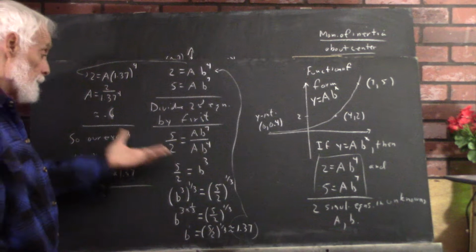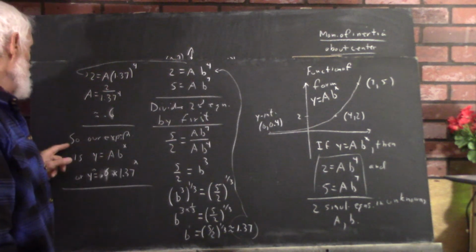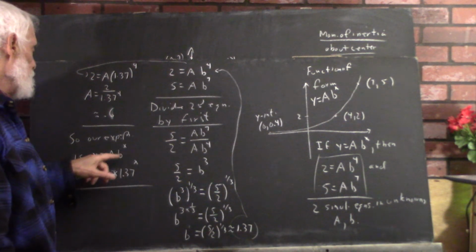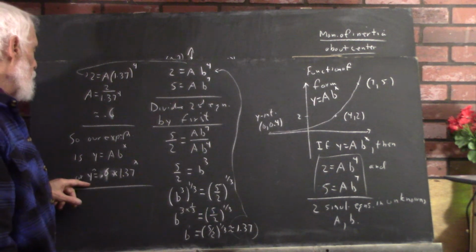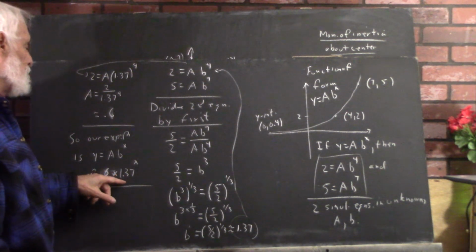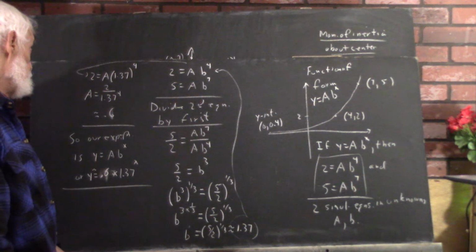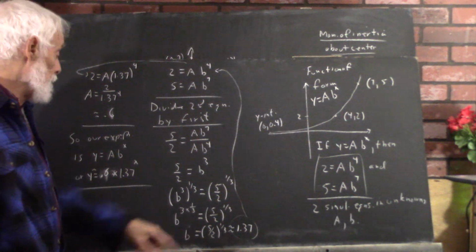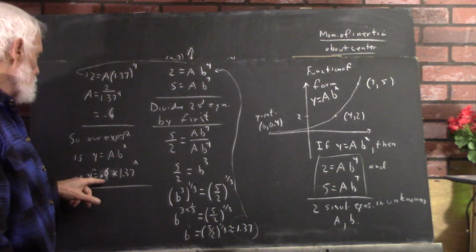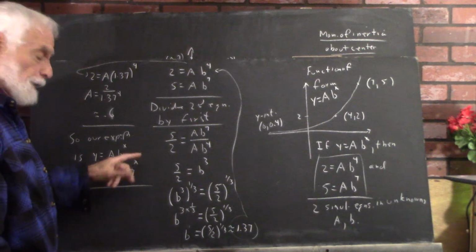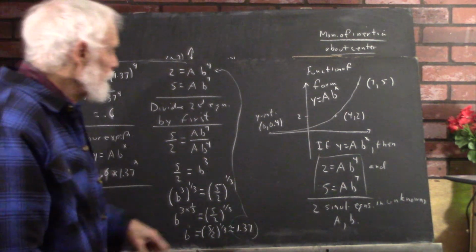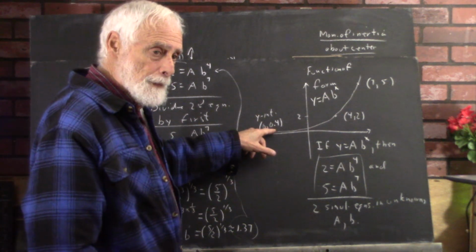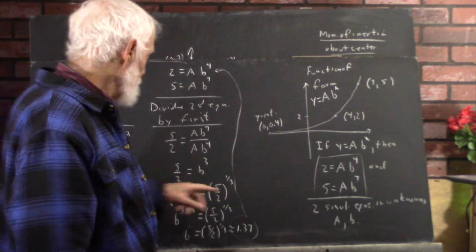And use your calculator to get all this more accurately. So our exponential function y equals a b to the x should be y equals 0.6 times 1.37 to the x. Using this value of a, this value of b. That gives me a y-intercept when x equals 0, obviously, of 0.6 compared to my 0.4. Okay, so obviously my calculator's wrong.